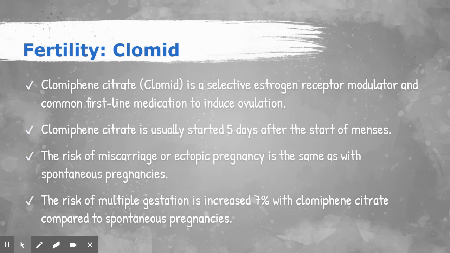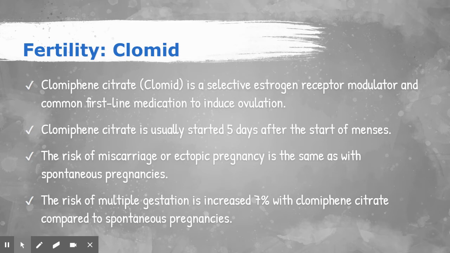Clomid is a medication that we give to induce ovulation. It's usually the first line. I have a doc who calls it a gateway drug. Everybody starts with Clomid. They don't think it's that bad. And then they move on to the injectables, and then they move on to the more invasive ART, or assisted reproductive technologies. But Clomid is where we start. Usually start about 5 days after the start of the period. These are folks that are going to be in the doctor's office a lot.